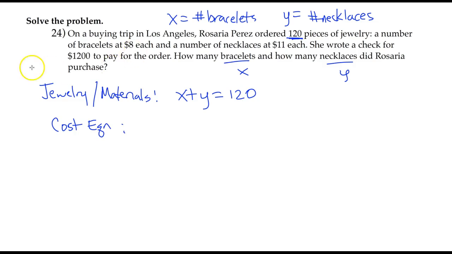The next piece of information, we know that each bracelet was $8, each necklace was $11. And we know that the total that Rosario paid was $1,200. So we got $11 times the number of necklaces that we have. Oops, let me do that the other way. So here, the necklaces is Y, not X. So let me make sure I get that together.